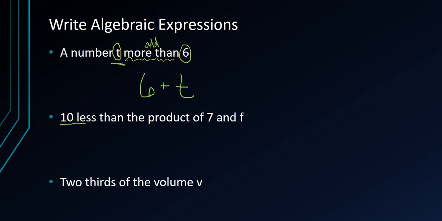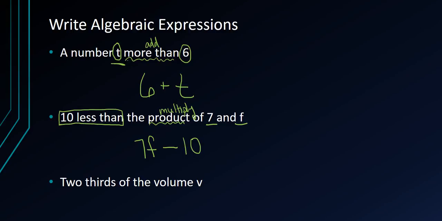So we have 10 less than something. So if we have 10 less than something, we're taking away 10. What are we taking away 10 from? The product, which we know is multiplication, of 7 and f. So 7 times f, I can write those next to each other, so I don't have to write the multiplication sign between them.